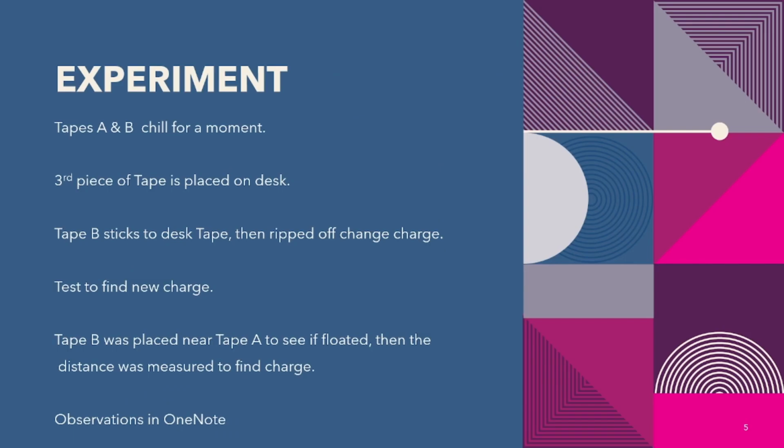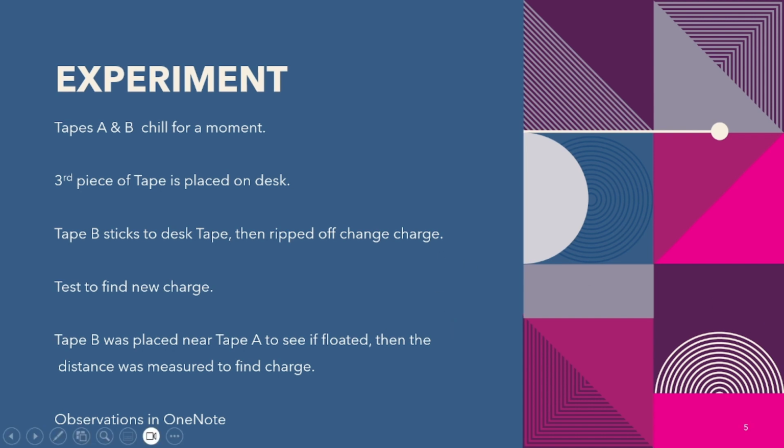For our experiment, we take A and B, put them together, and let them sit for a bit. Then we have a third piece of tape placed on the desk. We stick tape B to the desk tape and then rip it off, which should change the charge. Then we test it to find the new charge, using a whole bunch of items to see, okay, this item is positively charged, and if this goes here, we see how it interacts, and then we should be able to come to a conclusion on what the charge would be. After that, tape B is placed near tape A to see if it floats, and it does. Then the distance is measured to find the charge.